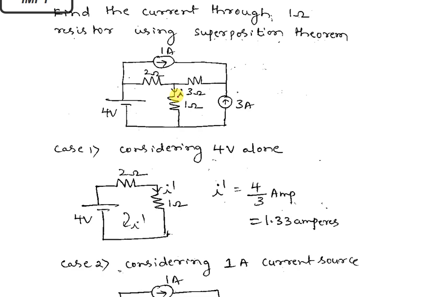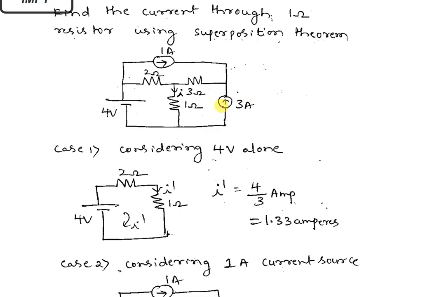So the current is going to flow in 1 ohm due to 4 volts, due to this 1 amp, and due to this 3 amps also. So we have to find, if only 4 volts is acting and these two current sources are 0, how much current is flowing here? That is I dash. Next you have to consider only the 1 amp source. We have to make this voltage source 0 by short circuit, and this one 0 by open circuit. And due to this 1 amp, how much current is flowing through this?